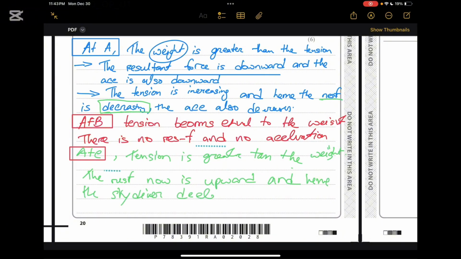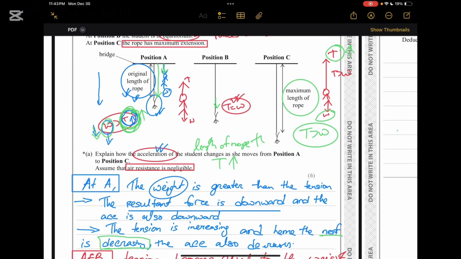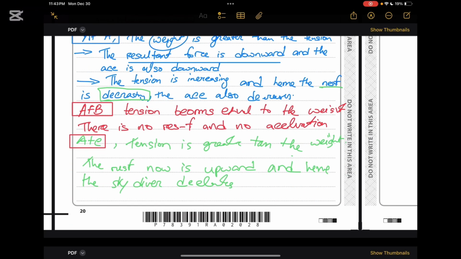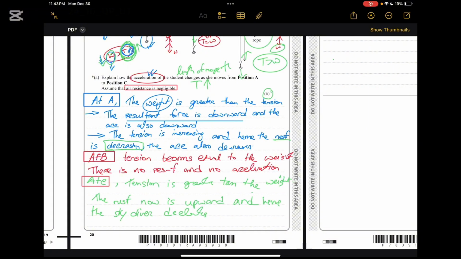Why does it decelerate? Because the resultant force is in the opposite direction to its motion. The bungee jumper is going downward, but its resultant force is acting upward. So the resultant force is acting in the opposite direction to its direction of motion. That's why it is decelerating. So these are all the 6 points that you have to write in order to answer this question.